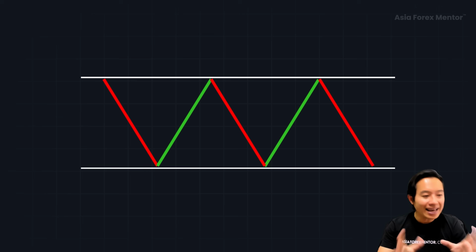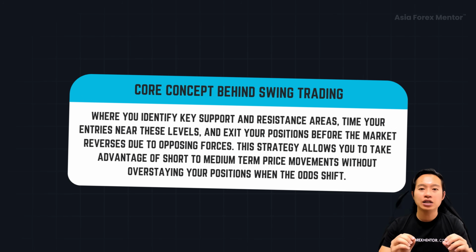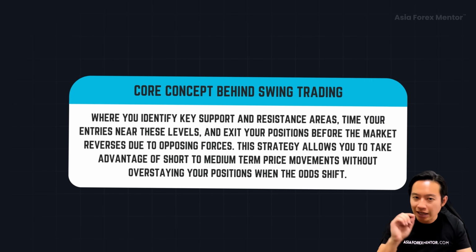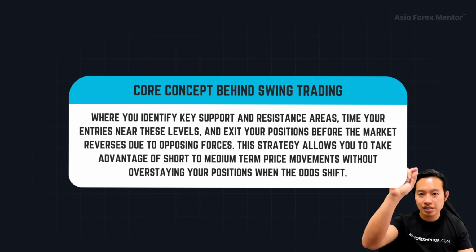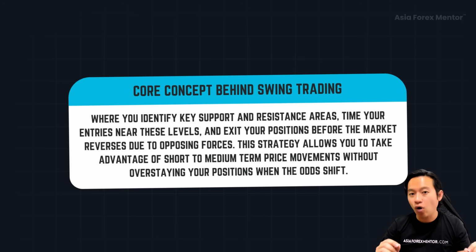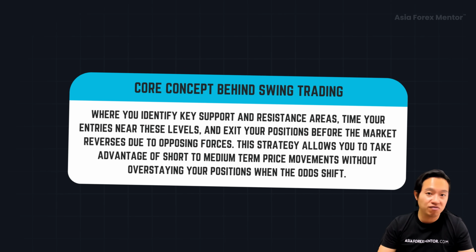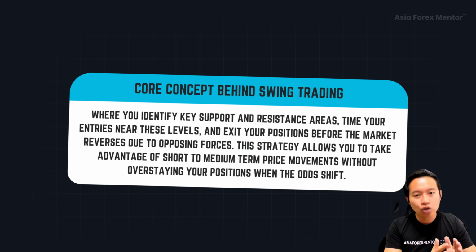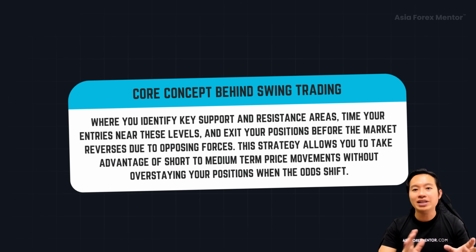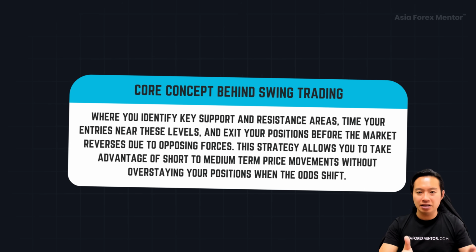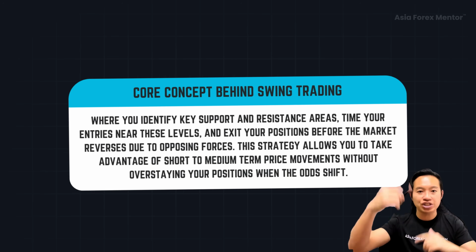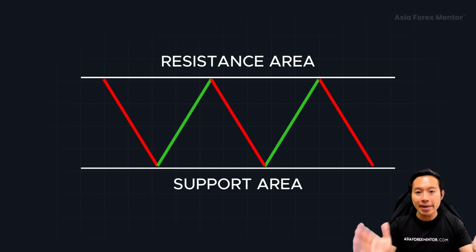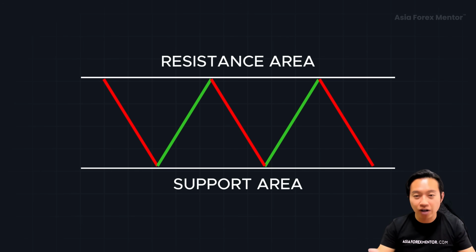So this is in essence the core concept behind swing trading, where you identify key support and resistance areas, you time your entries near these levels, and then you exit them before the market reverses due to opposing forces. So this strategy allows you to take advantage of short to medium price movements, without overstaying in these positions when the market changes direction, when the odds shift. So now we have covered this main principle of swing trading.